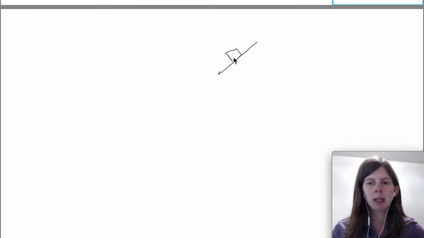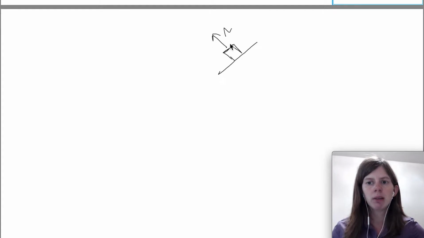So let's draw the free body diagram. We have our box here, and technically the surface is not supposed to be part of the diagram, but to me it helps to put the surface because then I know to draw that normal force perpendicular to that surface. It just makes it easier for me, but technically it's not supposed to be on there.